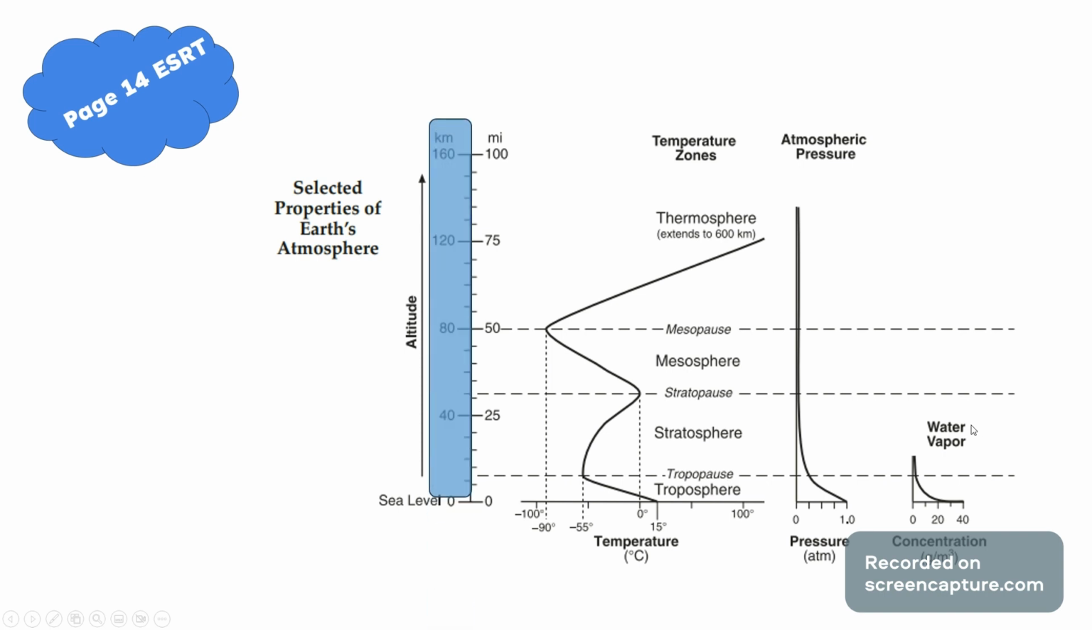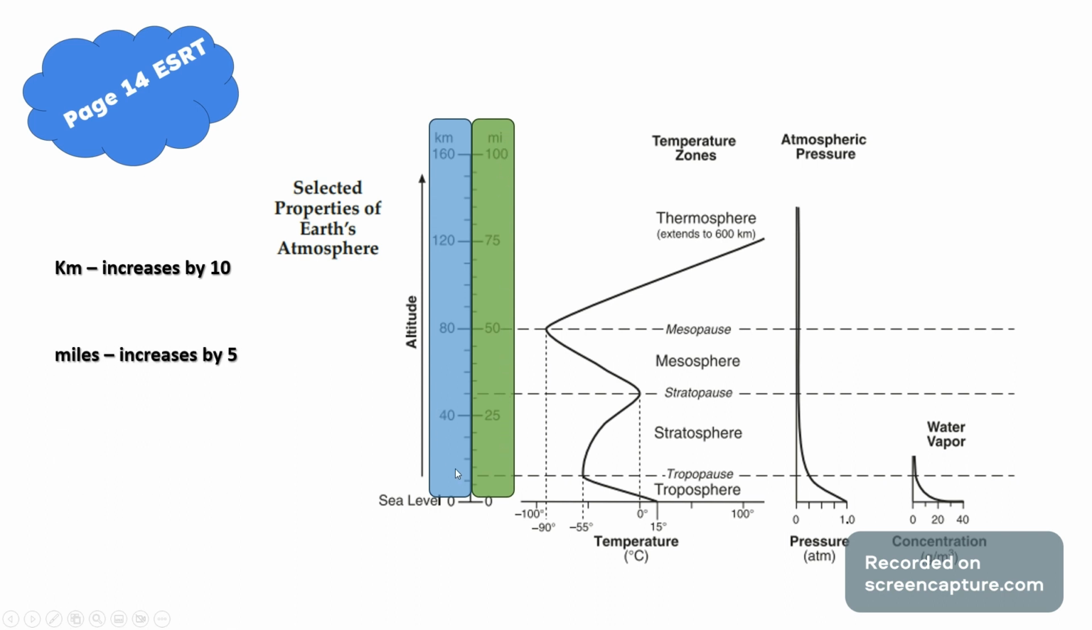So on the left-hand side of our scale, we have kilometers in altitude, how high we are off the surface of the Earth, all the way up from 0 to 160 kilometers. Each little line is increasing by 10. And on the right-hand side, we have miles. So for miles, each line is only increasing by 5. So knowing what unit you're working with is going to be extremely important here.